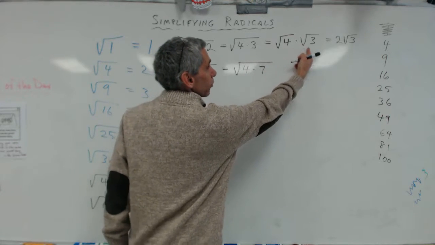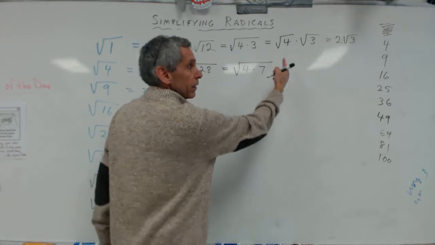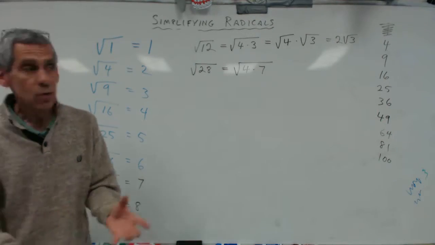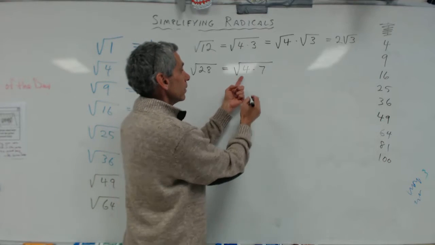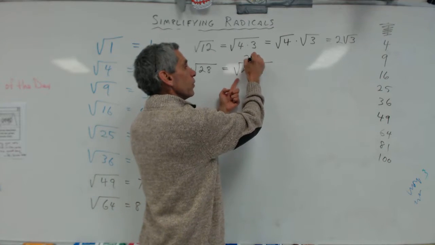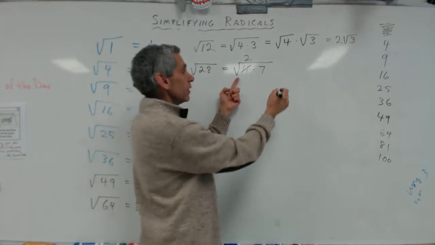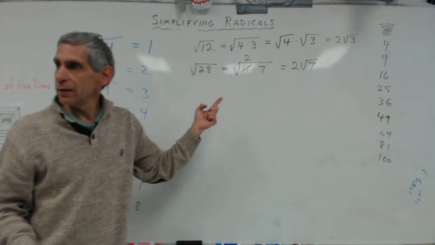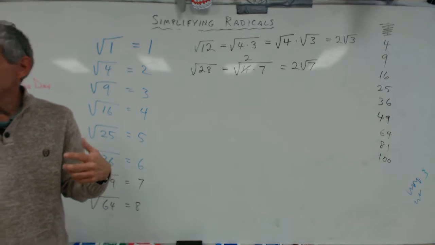Okay, so I could break it out like this, or I can even make another shortcut. What is the square root of 4? 2. So I cross out the 4 and put a 2 up there, and then the answer is 2 square root of 7. Pretty easy, right? Why did you teach us this way?